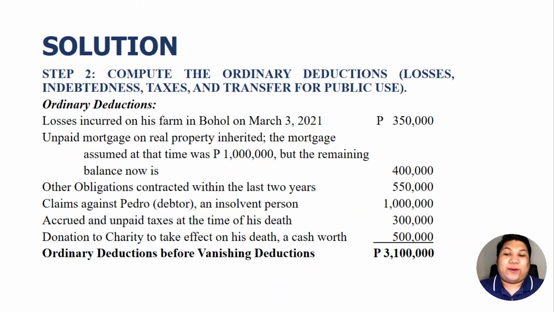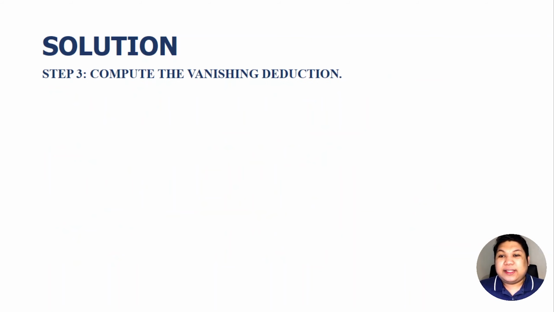So this is the ordinary deductions before vanishing deduction. We will use this amount because remember, in our computation for vanishing deduction, we are going to use the LIT and the transfer for public use. Okay, so that is 3.1 million pesos. So our step 3 now is to compute the vanishing deduction. So we will first determine the initial basis, which is the lower of the fair value of the property at the time of the gift or inheritance versus the fair value of the property upon death of the decedent.